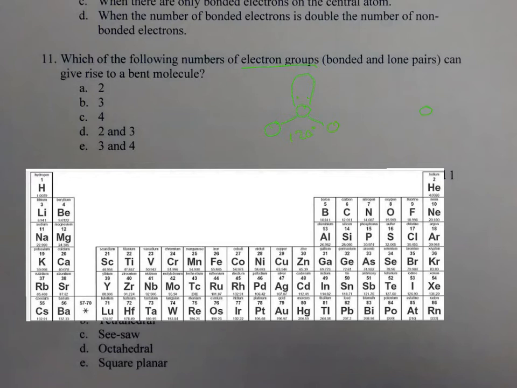But the other thing that can give you bent is if it arises from a tetrahedron, right? Where these 2 are lone pairs. There's a lone pair there, and a lone pair there. That'll give you a bent molecule too, where these bond angles are 109.5. So there's two ways to do it. So where you have 3 electron groups, or when you have 4 electron groups, you can have a bent molecule. So the answer is E.